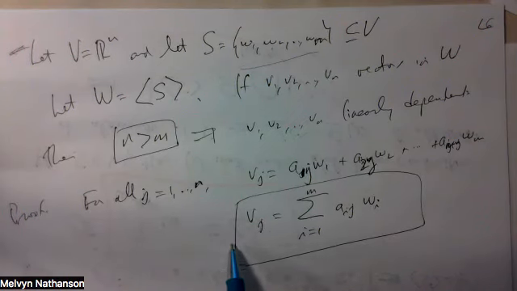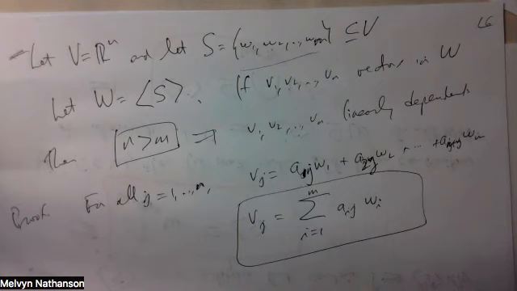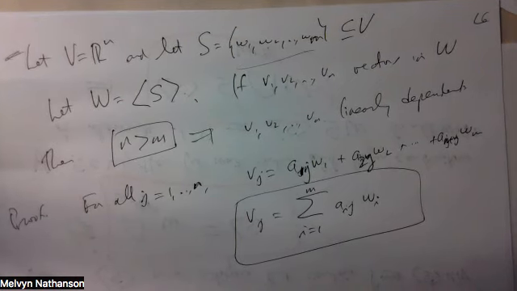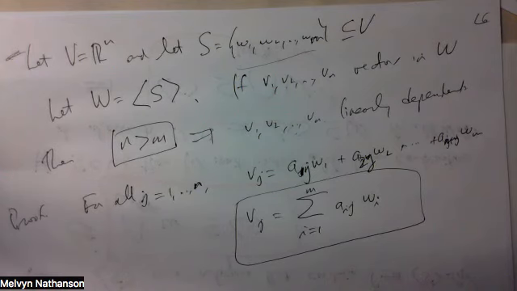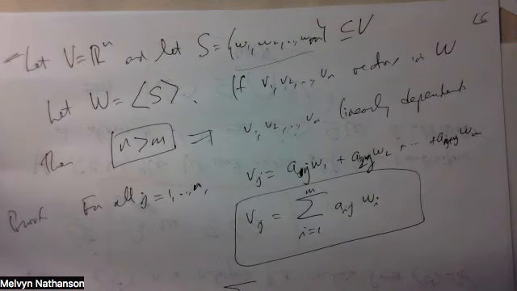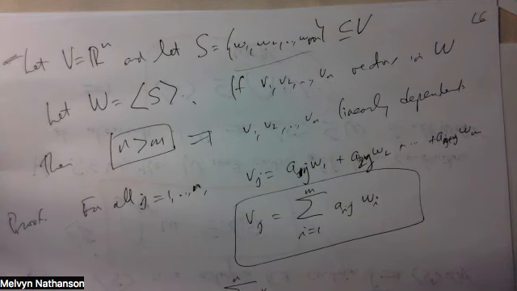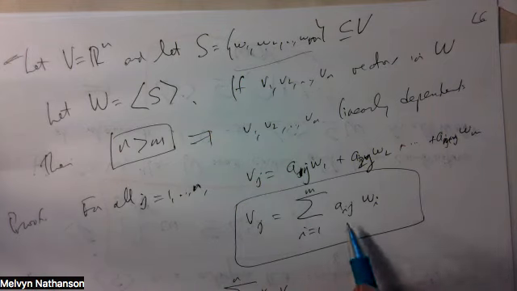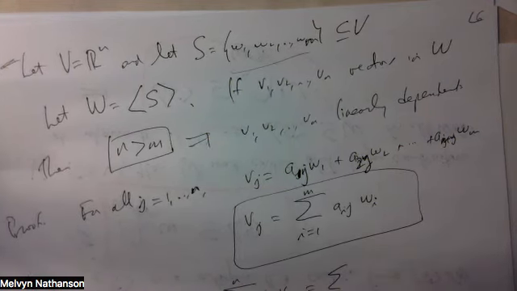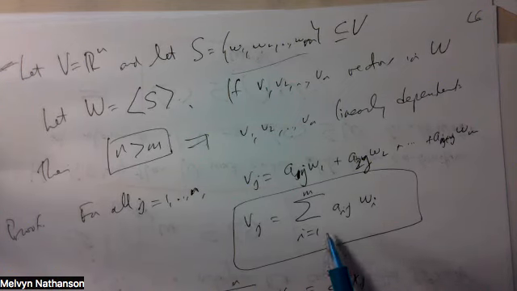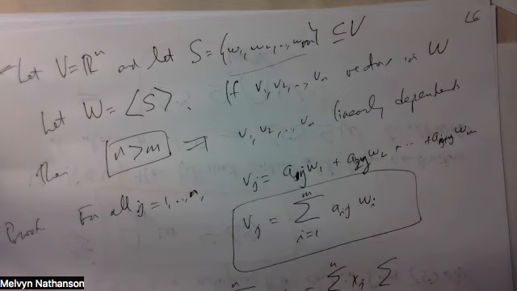Suppose I take a linear combination of the vj vectors. I take x1 v1 plus x2 v2 up to xn vn. Or in sigma notation, this is summation, j goes from 1 up to n, x sub j, v sub j. But I can write v sub j in this form. So this is summation, j goes from 1 up to n, x sub j, and vj is summation, i goes from 1 up to m, aij, wi.